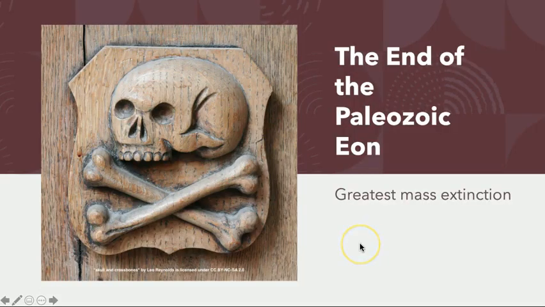The end of the Paleozoic eon and the Permian period is defined by two extinction events that combined are the greatest mass extinction ever experienced by planet Earth. Approximately 96% of all species vanished due to a variety of calamities, including massive volcanic eruptions, meteor impacts, and rapid global warming.